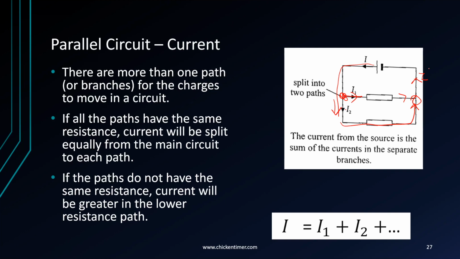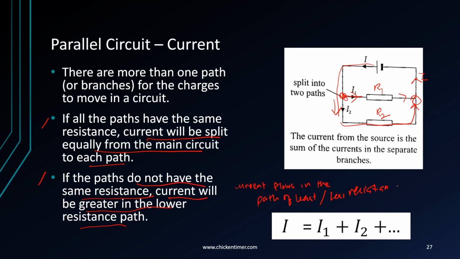That's the basic. Then there's two things that you need to take note of here. If all paths have the same resistor, that means R1 and R2 are of the same value, current will be split equally. So if I is 10, then I1 and I2 will be 5 and 5. But if the paths do not have the same resistance, current will be greater in the path with lower resistance. So current goes for the path of least resistance.